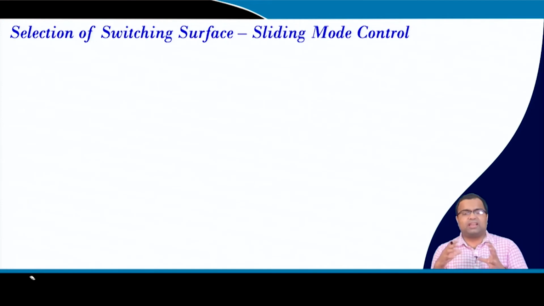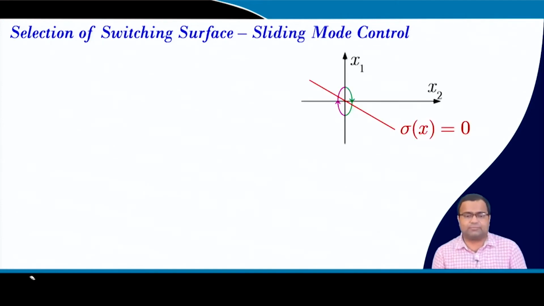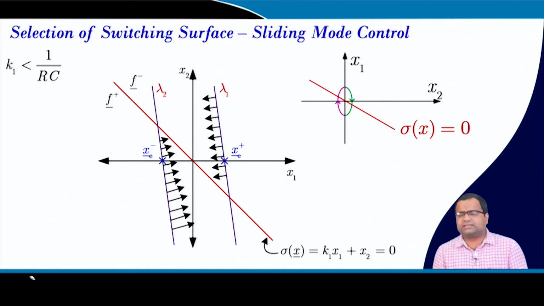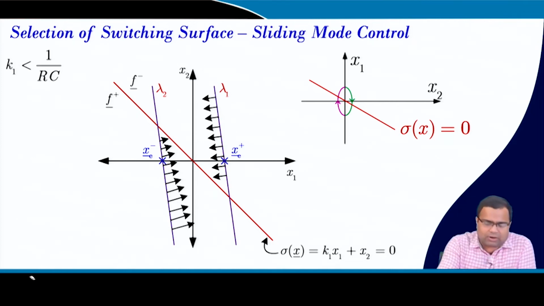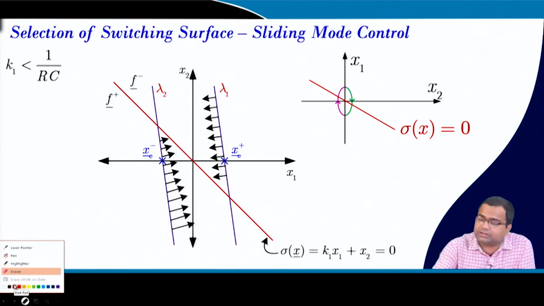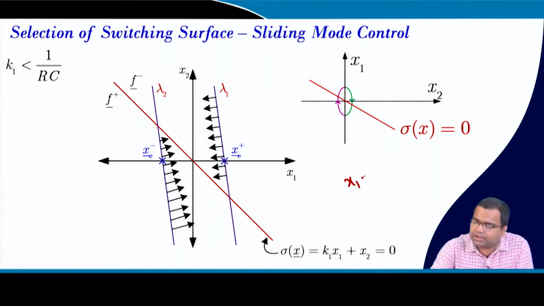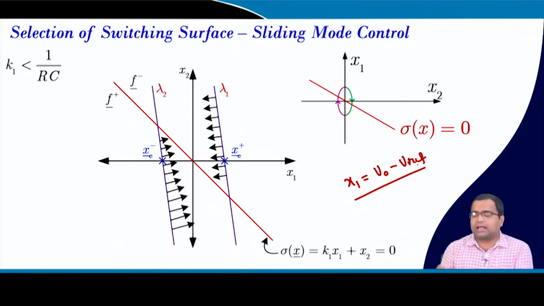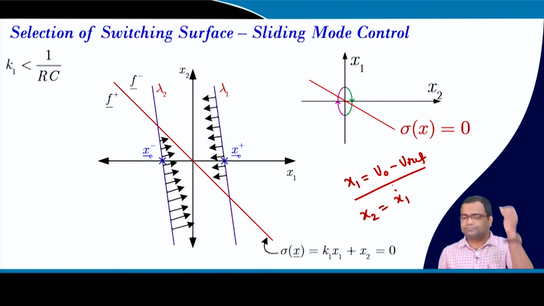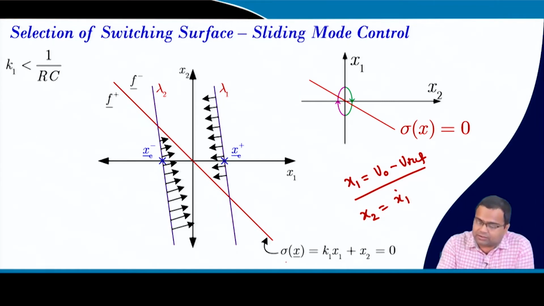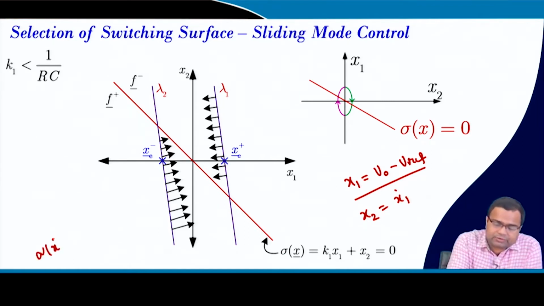Now we are talking about the selection of the switching surface in sliding mode control that we have discussed. What are the states that we have considered? We have considered x1 to be V0 minus Vref, and x2 is nothing but x1 dot. That means, in the sliding motion, where sigma of x, we know we have taken k1 x1 plus x2 equal to 0.